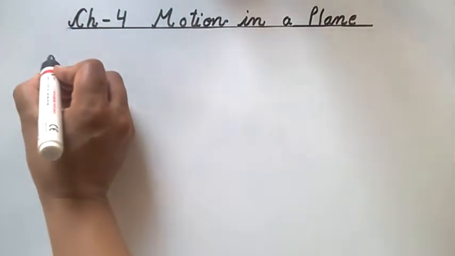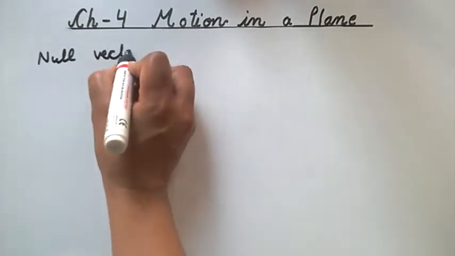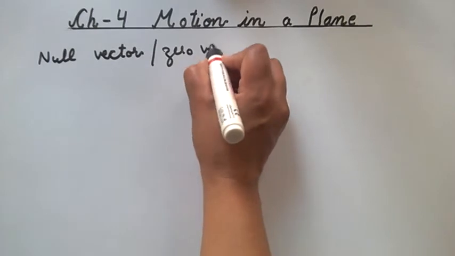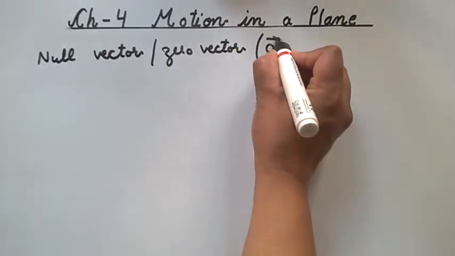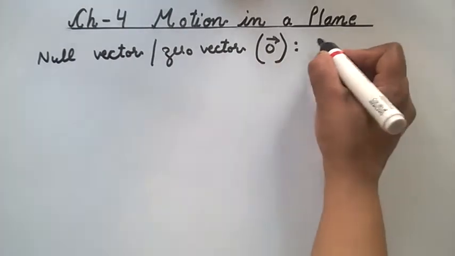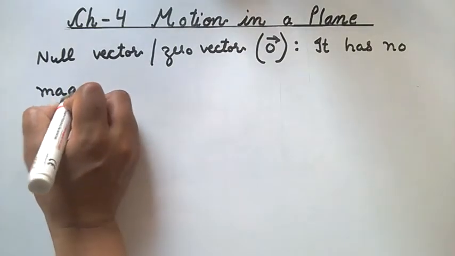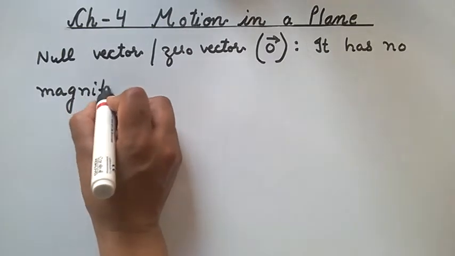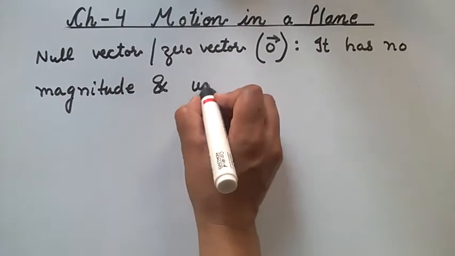Now, null vector or zero vector is denoted by 0 head. It has no magnitude, so there is no sense in talking about its direction. It has an undefined direction.